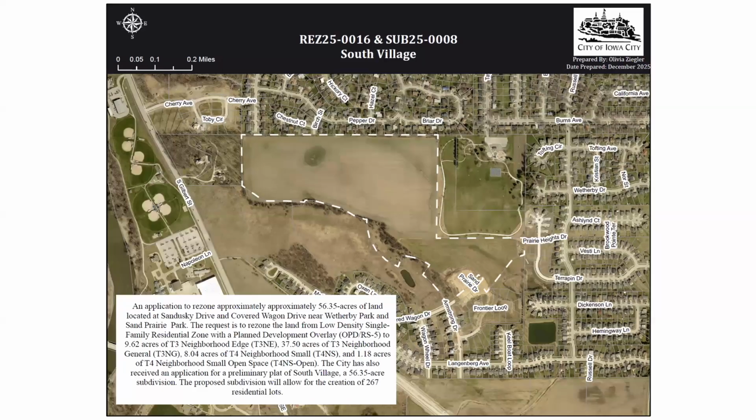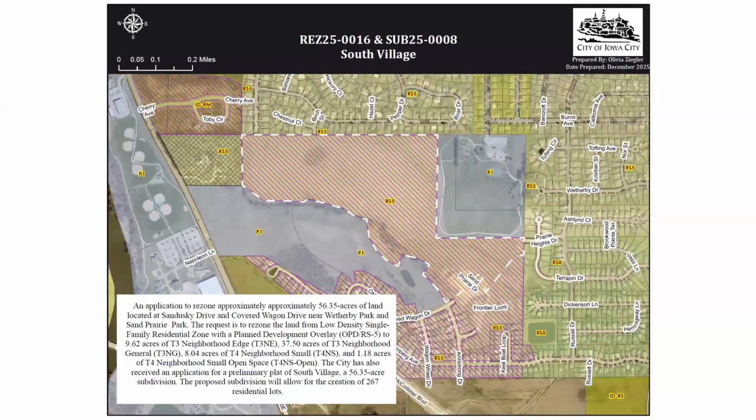Shown here is an aerial map of the subject property. Next, we have a zoning map of the subject property. The subject property is currently zoned low-density single-family residential with a planned development overlay. To the north, we have low-density single-family residential zoning. To the south, we have low-density single-family residential with a planned development overlay in Sand Prairie Park. To the west, we have low-density single-family residential with a historic district overlay in Sand Prairie Park. And to the east, we have medium-density single-family residential in Weatherby Park.